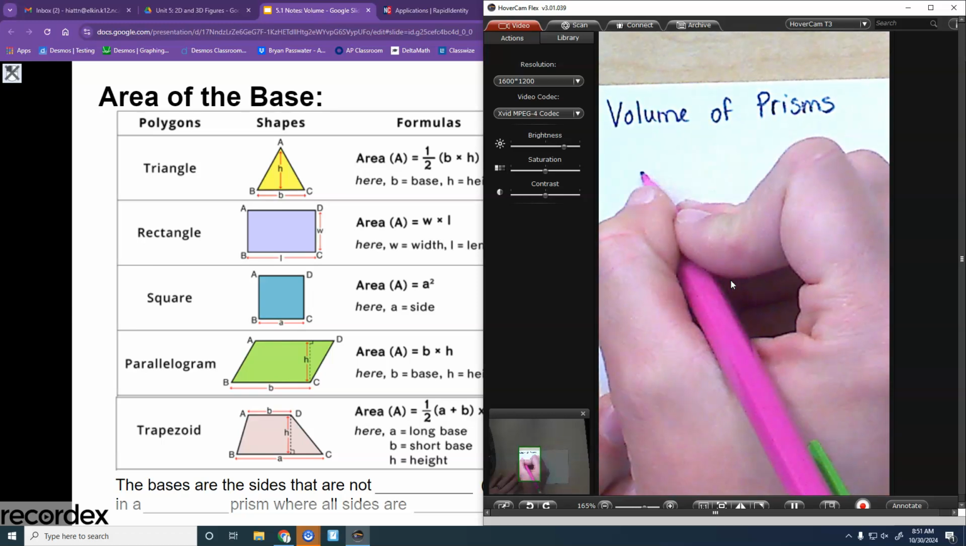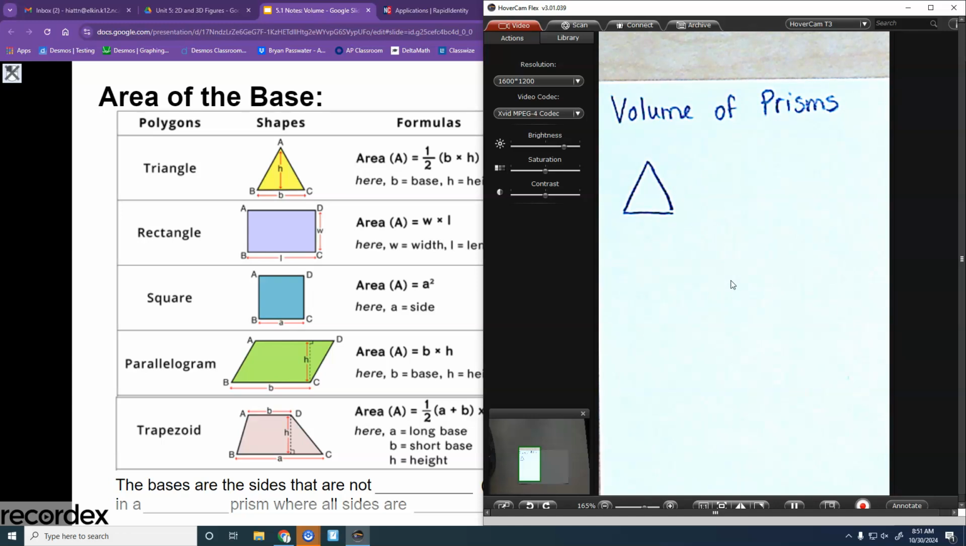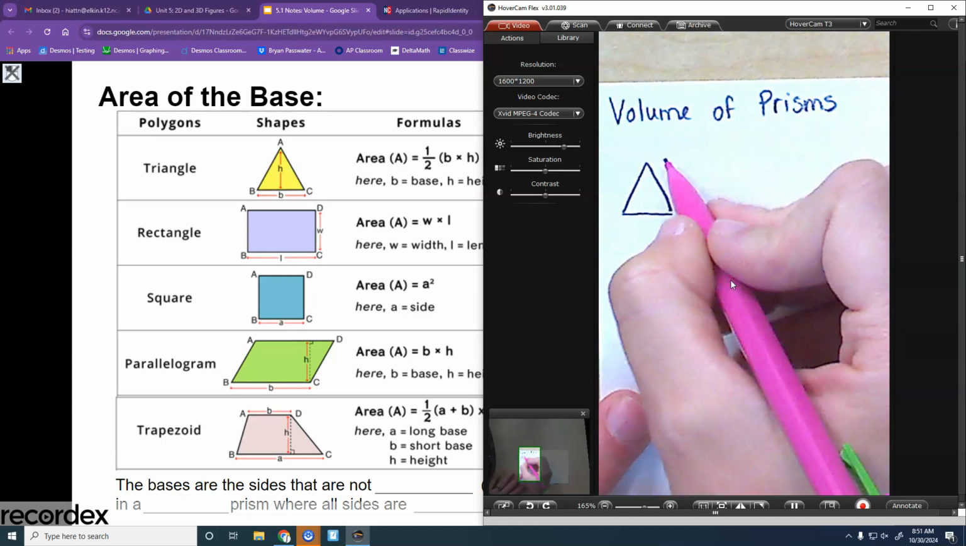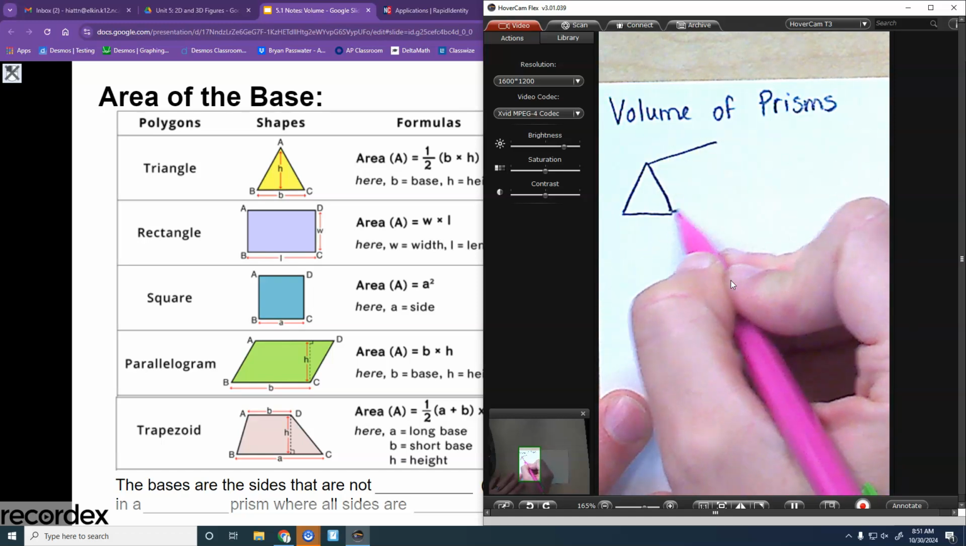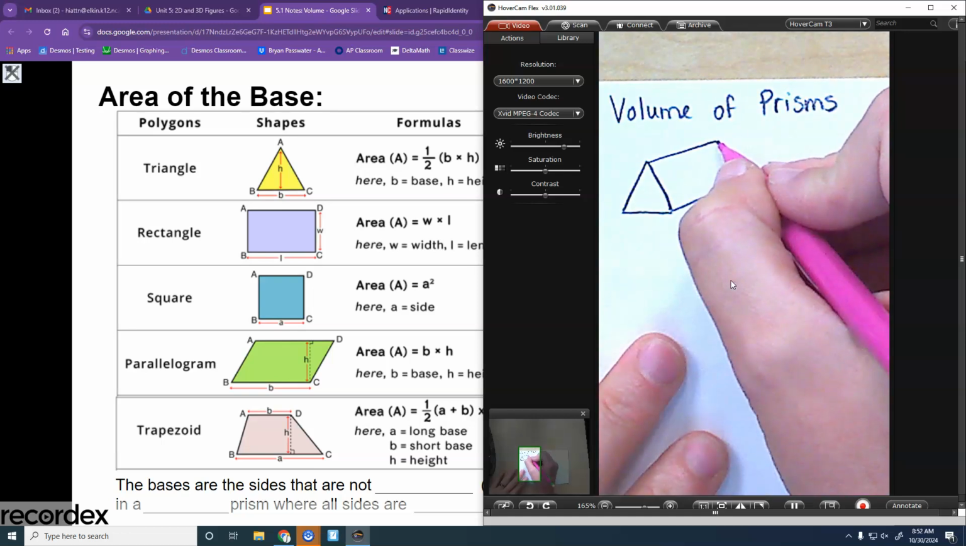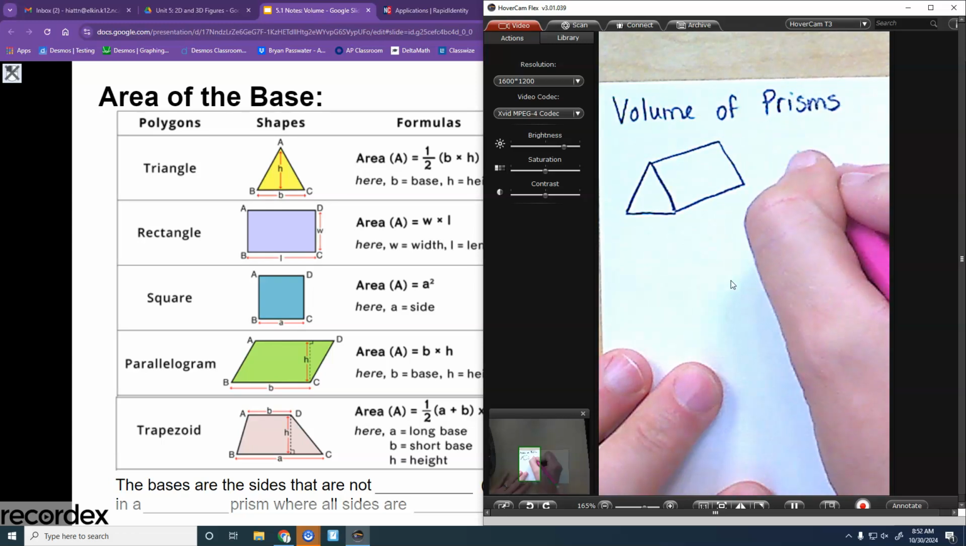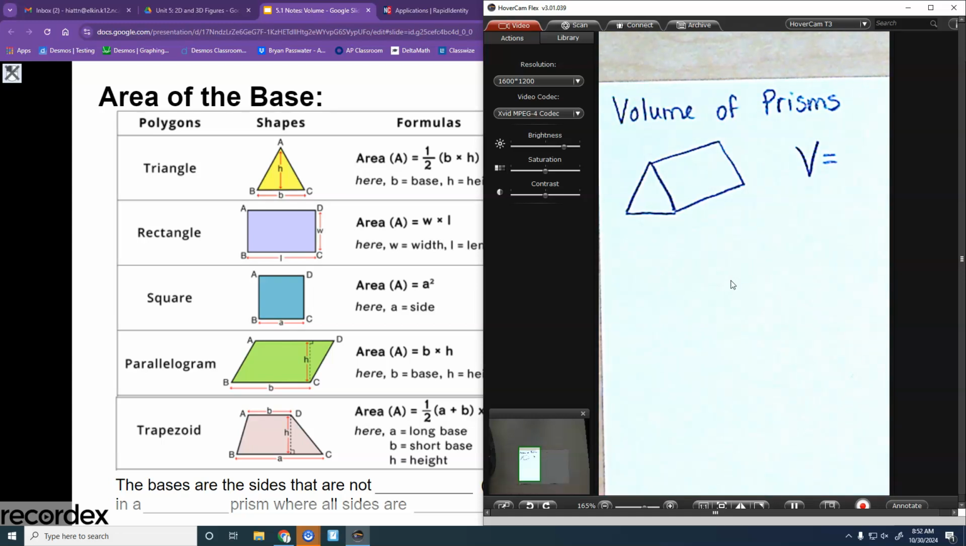If you want to draw a triangular prism, I would start with a triangle. Then draw a couple lines that are the same length off of that triangle, and then just connect here. If you want, you can put the dotted lines inside, but we'll try to keep it as simple as possible. Okay? So, if you have a triangular prism, the volume is always the area of the base times the height.